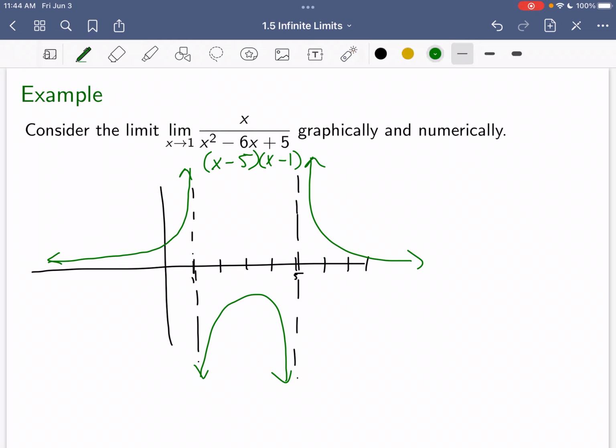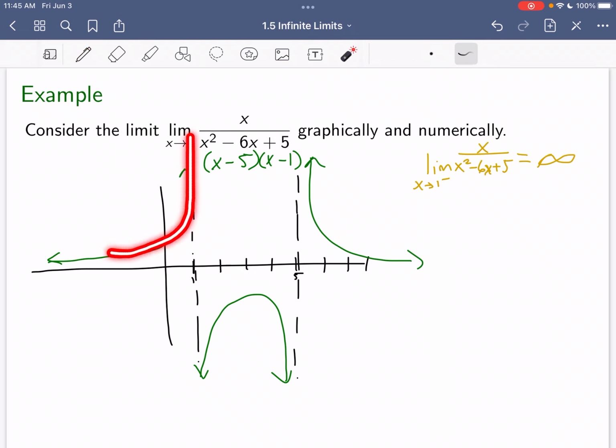As we approach 1 from the left, of that function, x over x squared minus 6x plus 5, what's happening to our y values? What's happening to the function values? Well, they're growing. They're growing really, really big. They're not slowing down. They're just heading off towards positive infinity. Right? So as we approach 1 from the left, this just grows without bound. The closer we are to 1, the bigger the number is going to be.